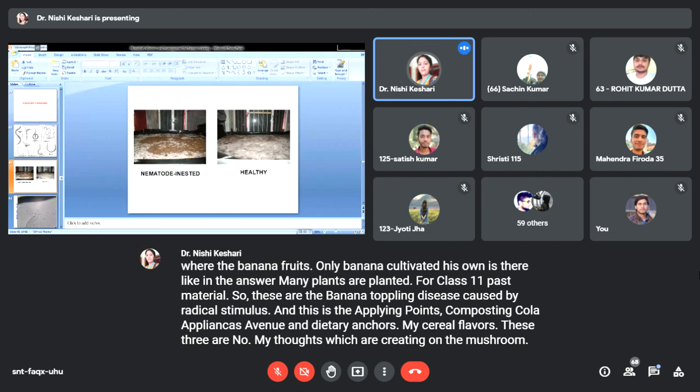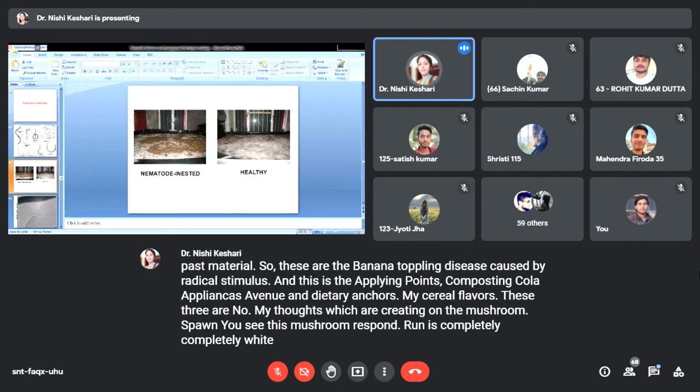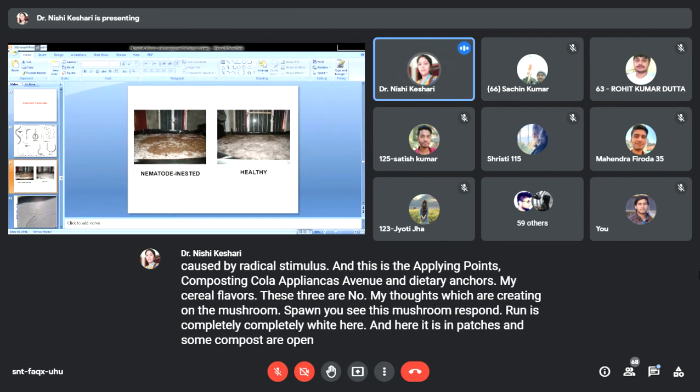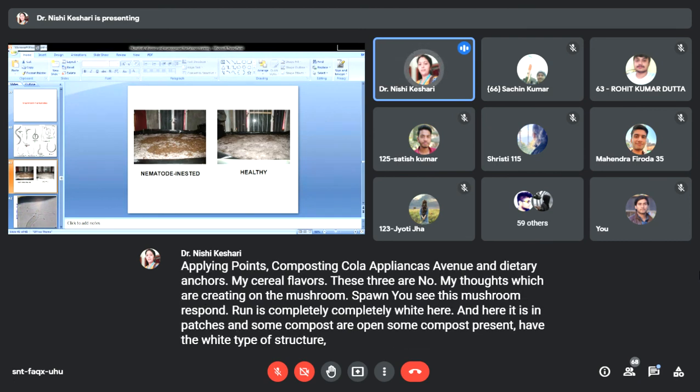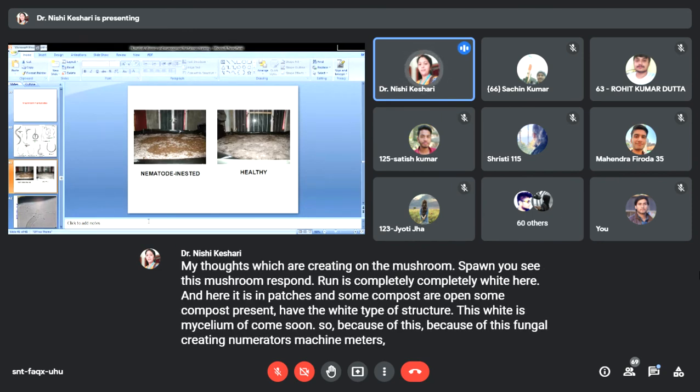You see, this mushroom spawn run is completely white here, and here it is in patches, and some composts are open, some compost doesn't have the white type of structure. This white is mycelium of mushroom. So because of these fungal feeding nematodes, mushroom nematodes, these are happening.